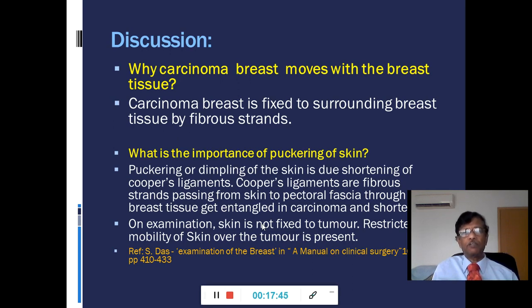What is the importance of puckering of the skin? Puckering is due to the involvement of the Cooper's ligaments. Puckering or dimpling of the skin is due to shortening of the Cooper's ligament. Cooper's ligaments are fibrous strands passing from the skin to the pectoral fascia through the breast tissue. They get entangled in carcinoma and shortened.